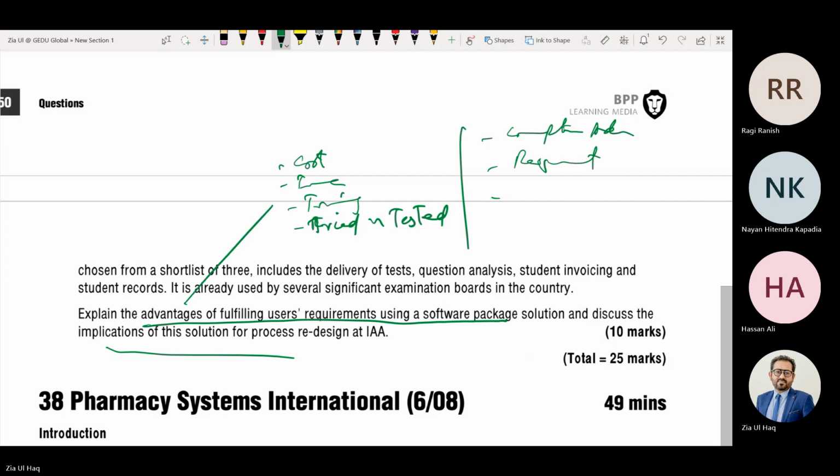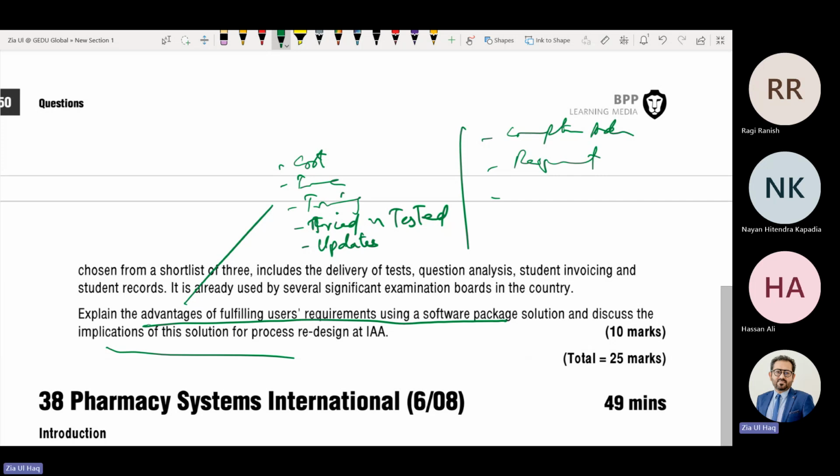But at least with packages, the updates come automatically from the supplier. The bespoke you have done by yourself. To update, you need to pay the software house. What else? Main advantages we can discuss. Updates will be there in case of future.